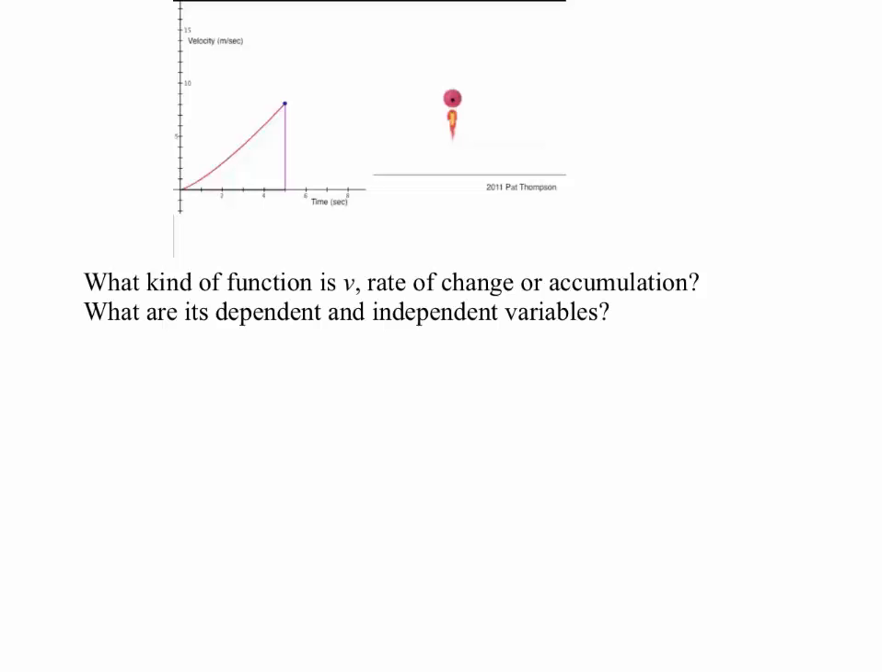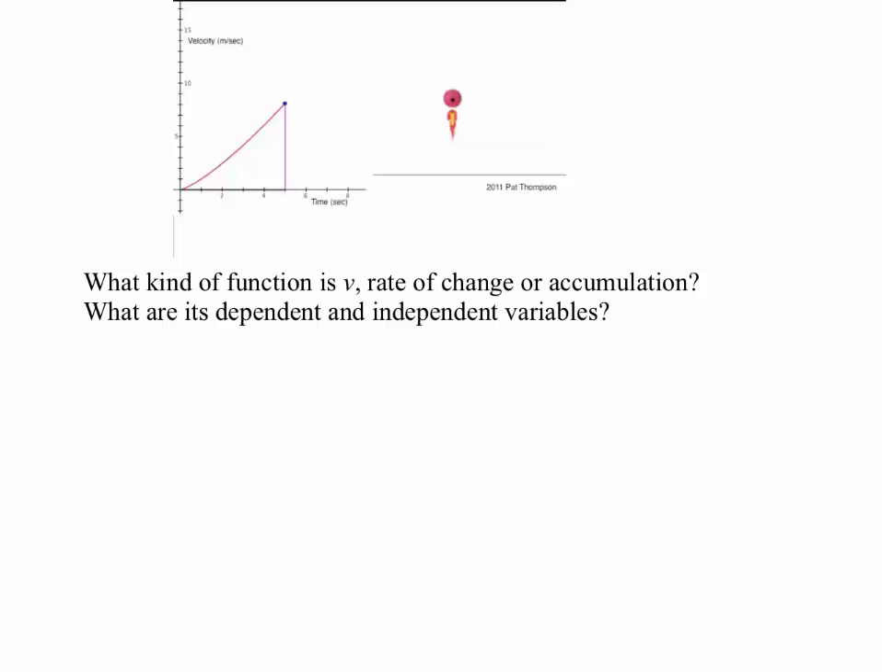Okay, rate of change or accumulation? Rate of change. What's its dependent variable then? What's the dependent variable of this function? Velocity. Rate of change of height of the rocket. Okay, what's the independent variable? Time since.